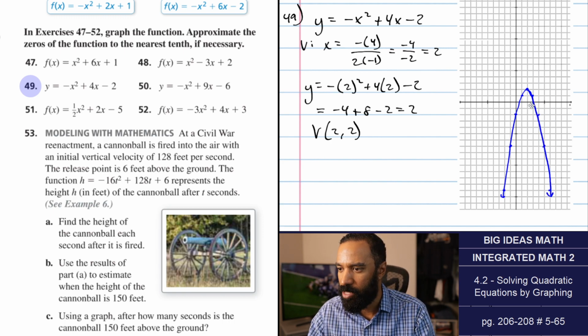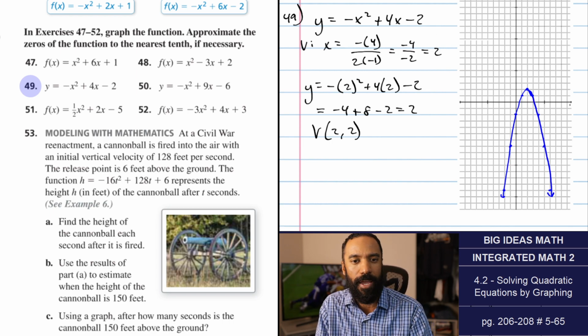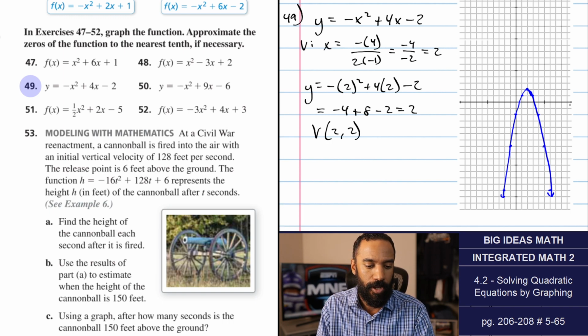I don't know if my curve was the best here, but it looks like it's going to hit somewhere between 0 and 1. Symmetrically, it should hit somewhere between 2 and 3 on the same mark. So my graph isn't perfect. That's exactly why we want to really do this on the graphing calculator. So I'm going to go ahead and do that.